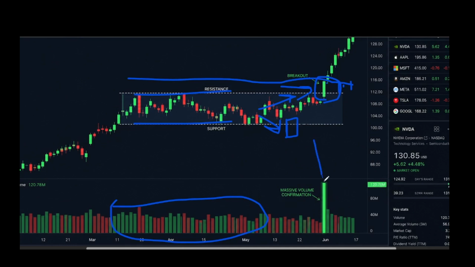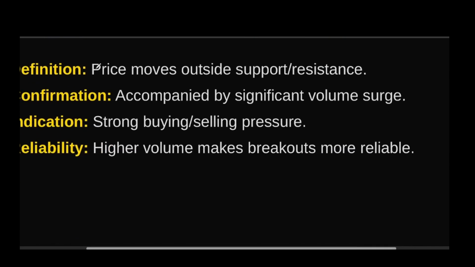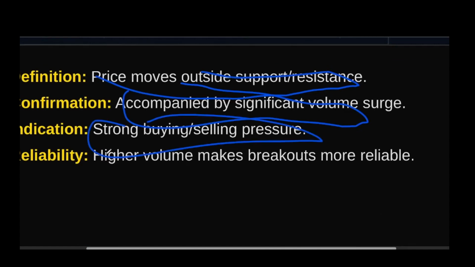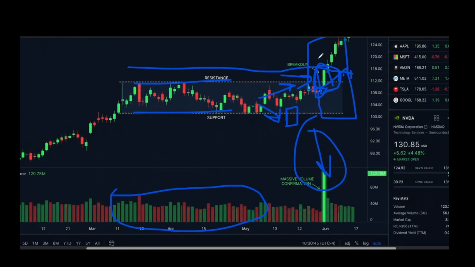Then you should check the volume. When you see a breakout along with a volume spike, that is a perfect A plus setup where you put your SL below the support, aiming for 1:2 to 1:3 risk reward according to your need. This is how breakout traders generally use volume in their favor. Now you can see price moves outside the support or resistance accompanied by a significant volume surge. Strong buying or selling pressure, high volume makes the breakout more reliable. You cannot just depend on this one candle, so high volume makes it more reliable.